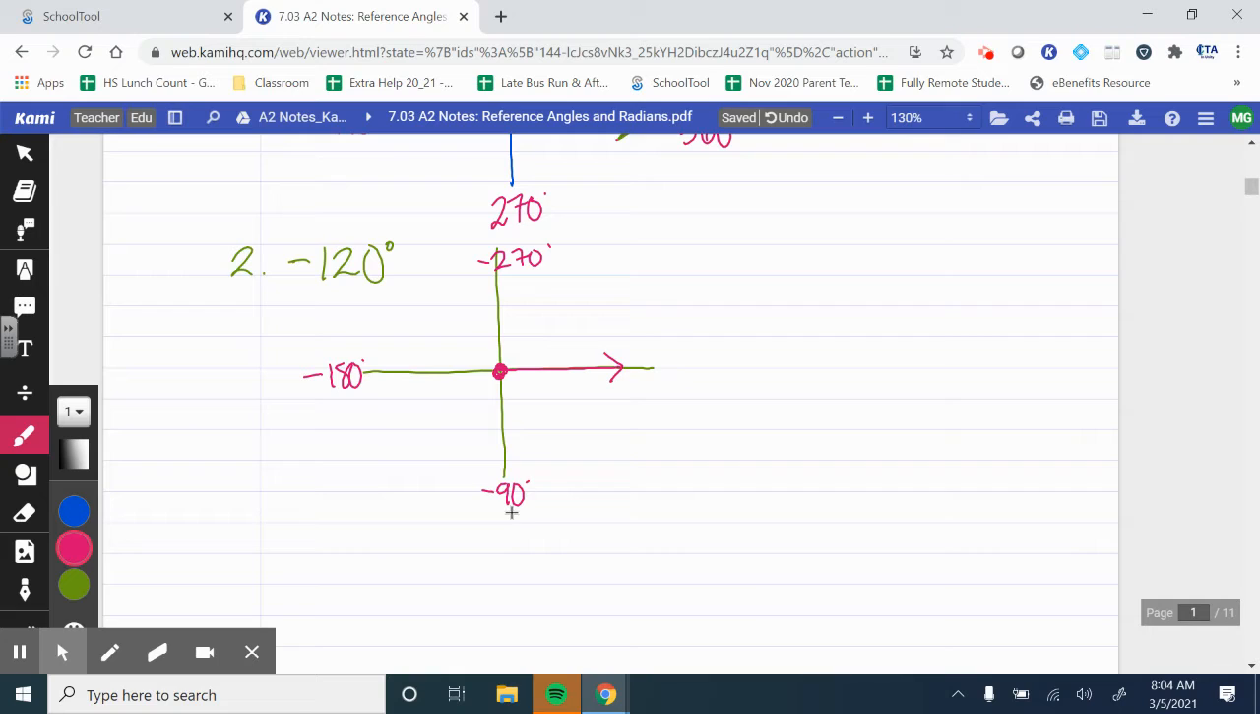So we see 90 here, negative 90. 120 is bigger than 90, but it's smaller than 180. So we know we're going to terminate in this quadrant right here, and we're going to go this direction, going down since it's negative, so that's negative 120 degrees. That's in standard position. Let's try another one.